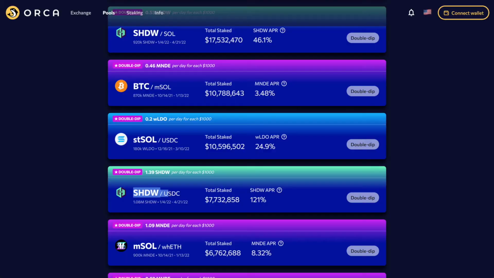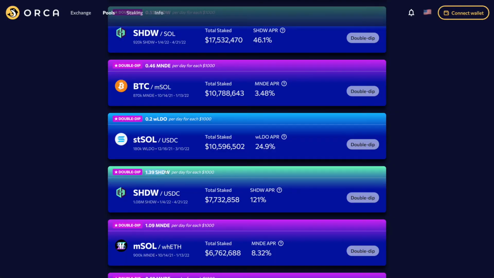Same thing with Shadow USDC. You're getting 1.39 Shadow because obviously people think that there's a greater risk of impermanent loss due to the fact that if Shadow keeps going up in price, you're going to lose more money than if Shadow and Sol both moved up in price. Then the divergence isn't as great. So because of that, you're being rewarded with higher amounts of Shadow, and the reason for that is less people have staked here.